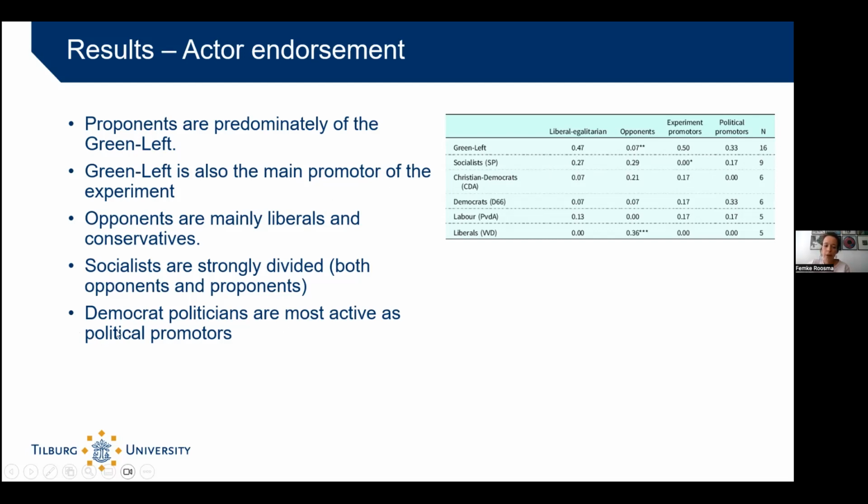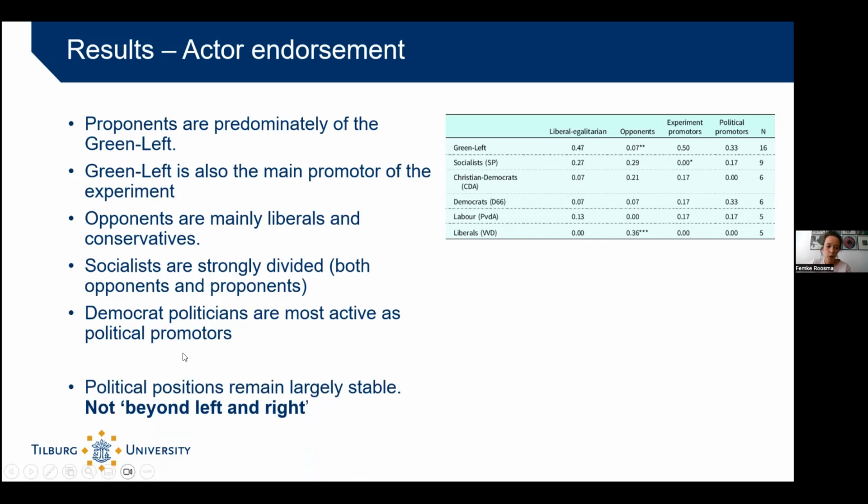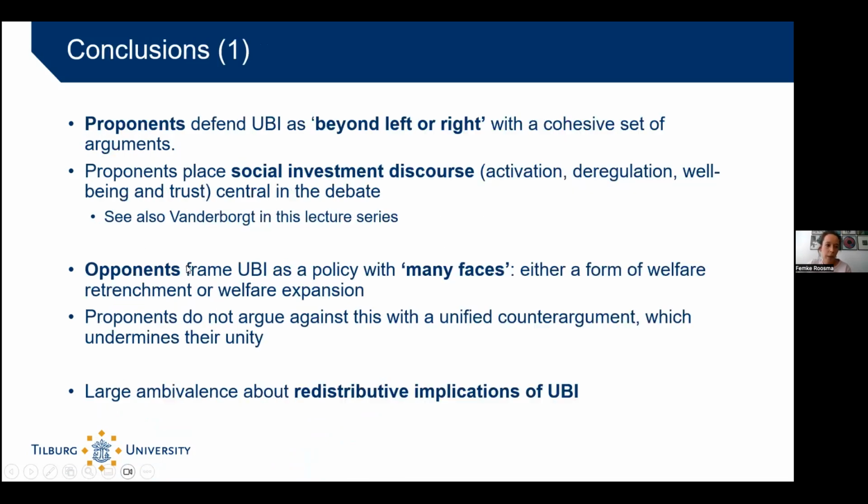And Democratic politicians are mostly active as the political promoters, but that is more a Dutch context thing. So yeah, political positions remain largely stable, and it's really not beyond left and right. It's really the main conclusion that we drew earlier also from political analysis of UBI.